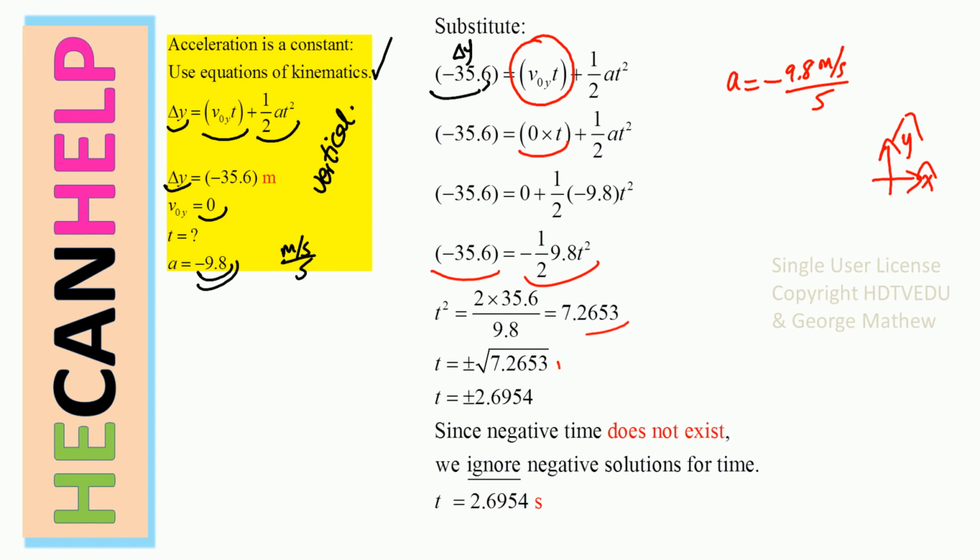Time is the square root of 7.2653. So you get plus or minus 2.6954. Why? We had t to the power of 2, and that's the reason why we have both plus and minus. We ignore negative solutions for time because negative time does not exist. So we go with 2.6954 seconds.